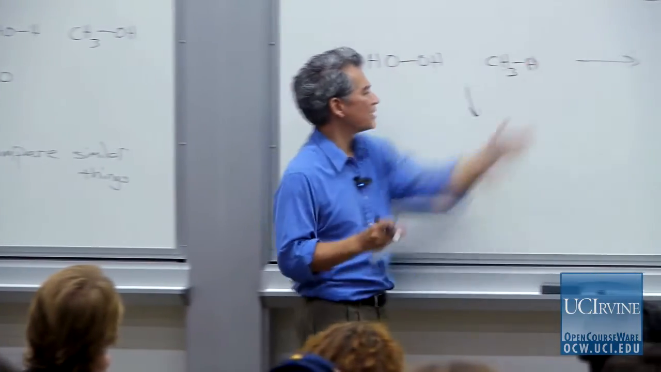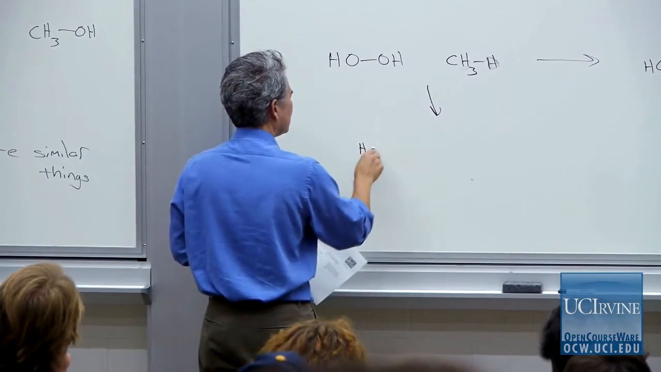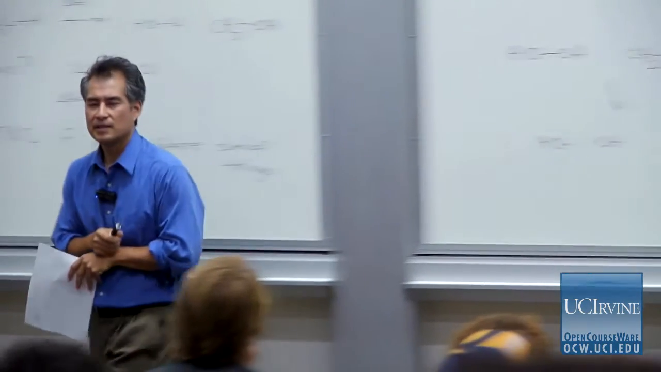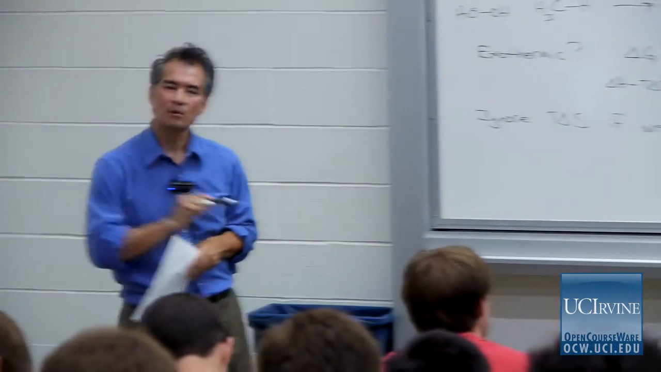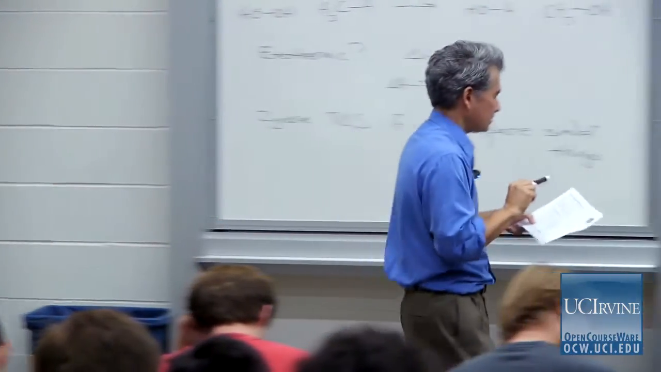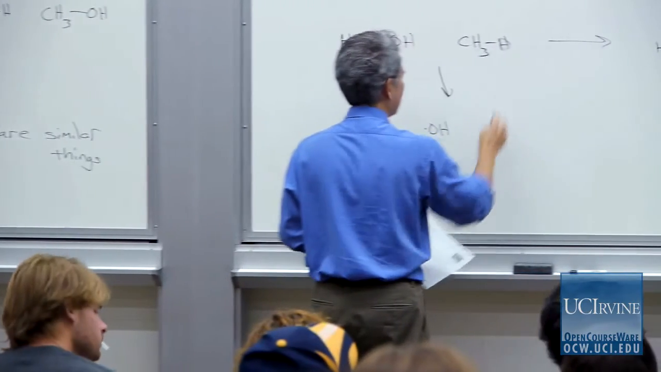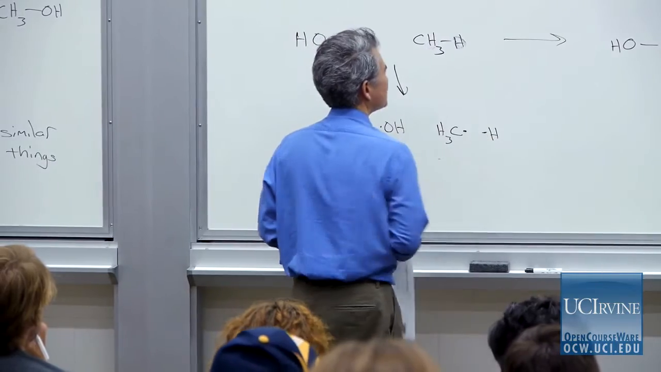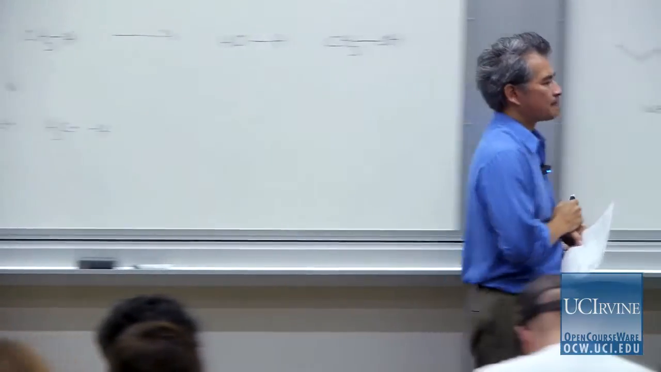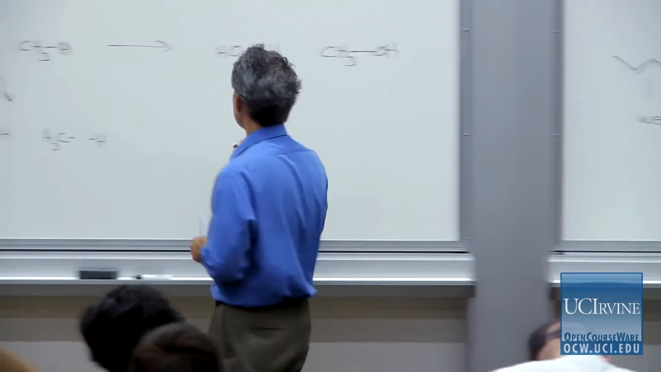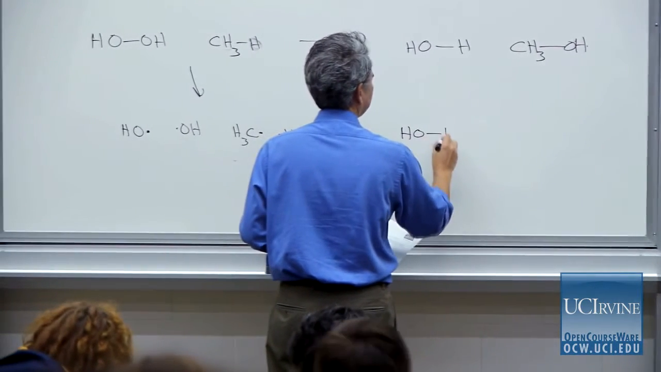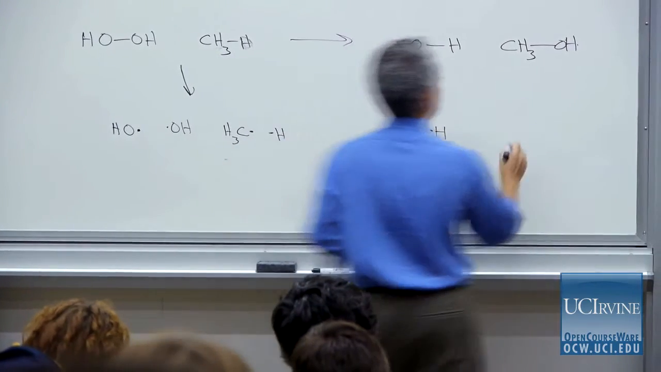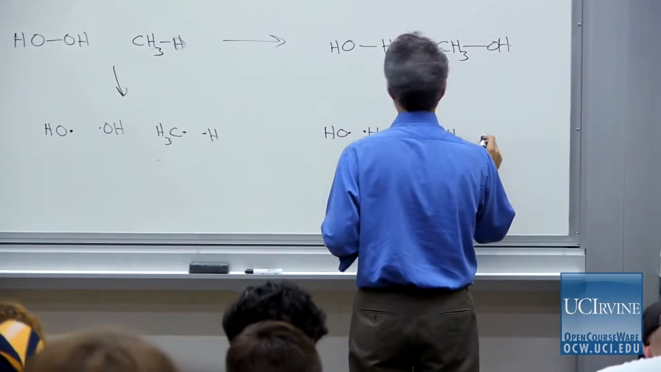I don't know this number here, but I can know this number. What does it cost to break this hydroxyl-hydroxyl bond to give two hydroxyl radicals? In other words, to homolytically dissociate that. I have a reasonable idea about what it costs to break a C-H bond to give two radicals, and also what it takes to break this water O-H bond to give two radicals.